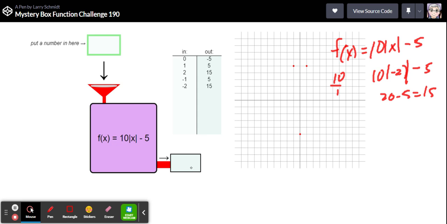And we can graph that. And there it is. Well, how'd that go for you? Were you thinking linear function? Did you see that it was absolute value?